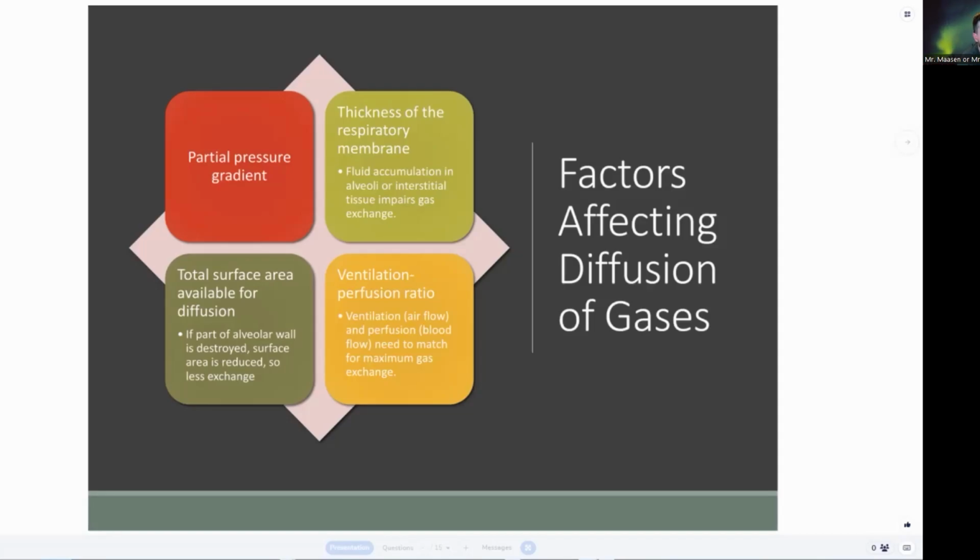Surface area available for alveoli. If alveoli are physically destroyed or size is reduced based on certain lung diseases, that's going to affect gas exchange. And then ventilation perfusion ratio is basically the ratio of airflow to blood flow. We need a good one. So you can also think this is why the ventilation perfusion ratio is a thing.